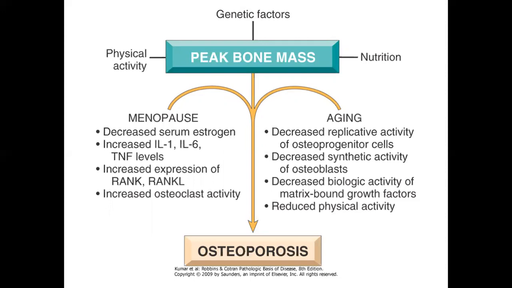In old age, there is decreased replicative activity of osteoprogenitor cells, decreased synthetic activity of osteoblasts, and decreased biologic activity of matrix bone growth factors. And obviously in old age, there is reduced physical activity due to weakness or other diseases, and this results in decreased bone mass, that is osteoporosis.